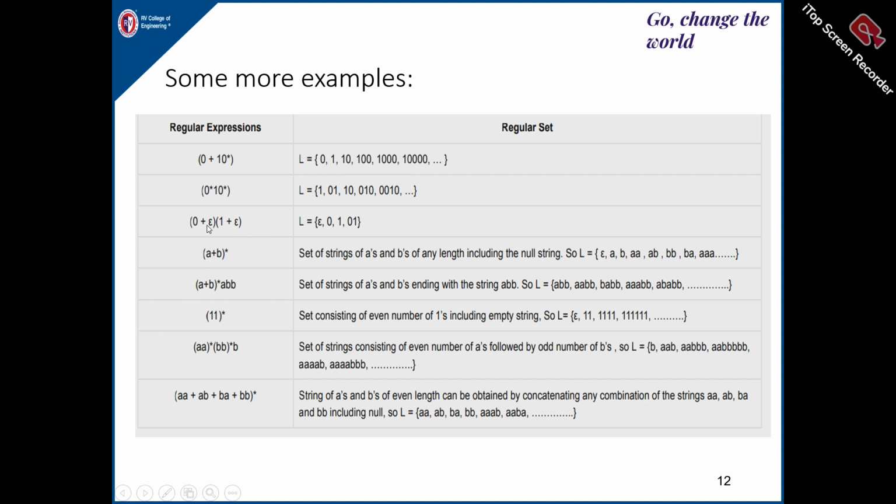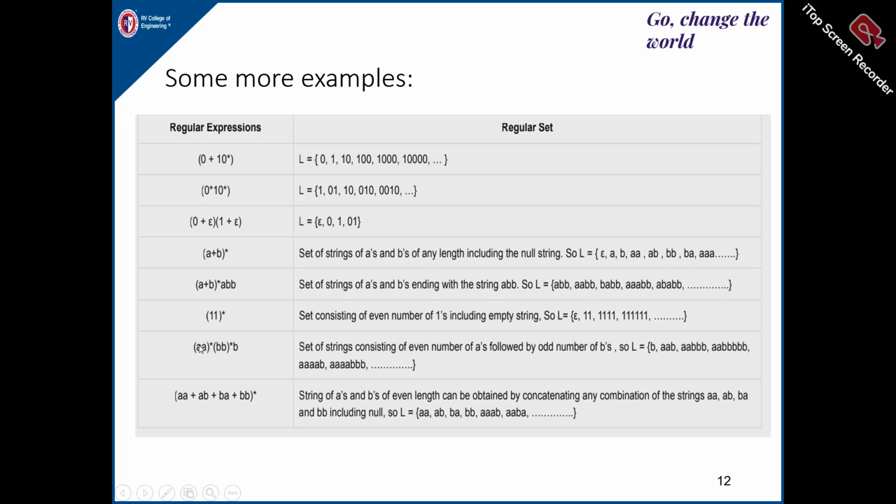Likewise, (0 + epsilon)(1 + epsilon), which means I can get only the strings epsilon, 0, 1, 01. Next, (a + b) whole star can generate all strings of any length including the null string, because this star could be empty. So at that time it could be empty, a, b, and all the strings of a and b. Next is (a + b) whole star abb. It means any strings ending with abb. This is all strings of ones only, which are of even length.